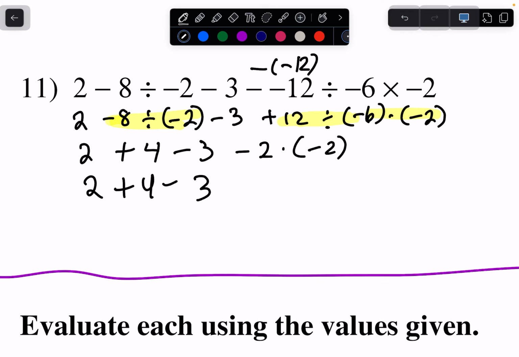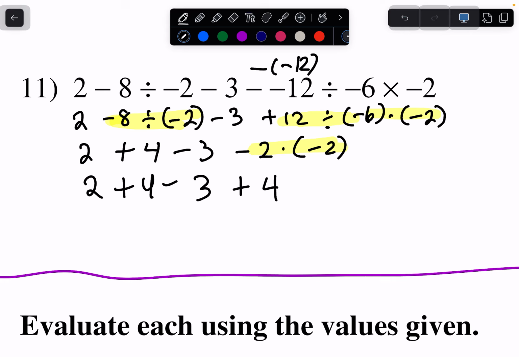And now we have to still do this multiplication. Remember, multiplication and division go from left to right as they occur in the problem. So 2 negatives, again, multiply and give us a positive. 2 times 2 is 4. Okay, so everybody see how we got to that location.